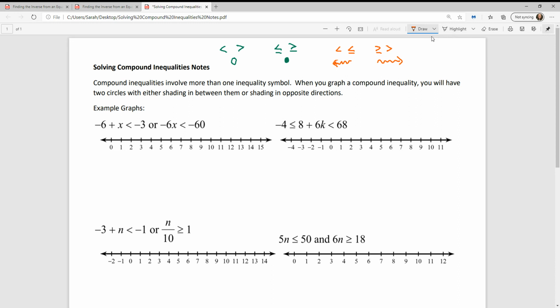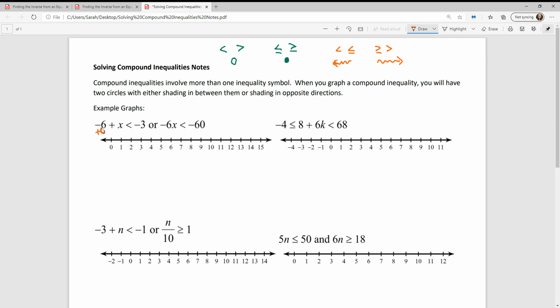To actually solve these, it's very similar to solving equations, and most of these are not going to take more than one or two steps to solve. If it's written as two separate inequalities with a word in between like or, you're going to solve them separately, and then we'll talk about the graphing from there. So let's take a look at this first one. I have negative 6 plus x is less than negative 3.